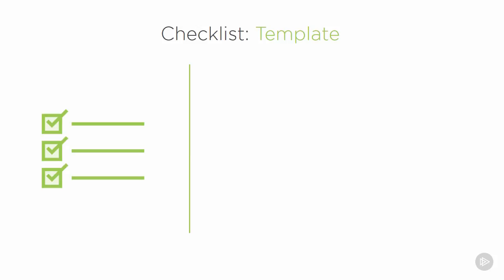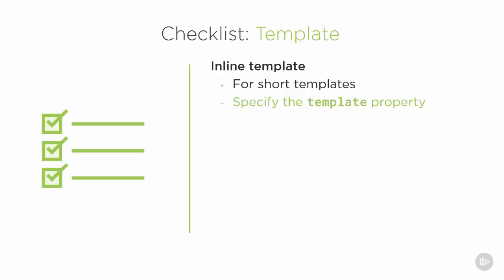Checklists are a great way to recheck our understanding and our work. Let's start with a template. Use an inline template when building shorter templates. Then specify the template property in the component decorator. Use double or single quotes to define the template string. Or use the ES 2015 backtick to lay out the HTML on multiple lines.